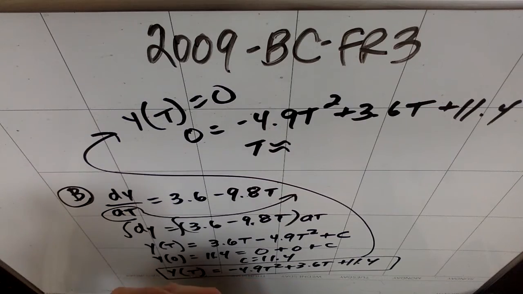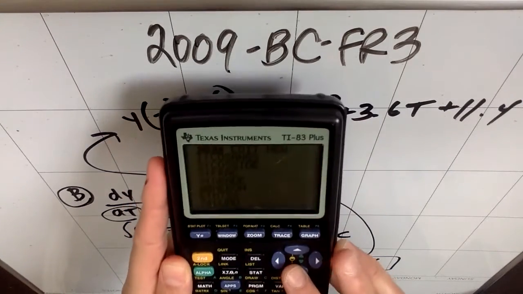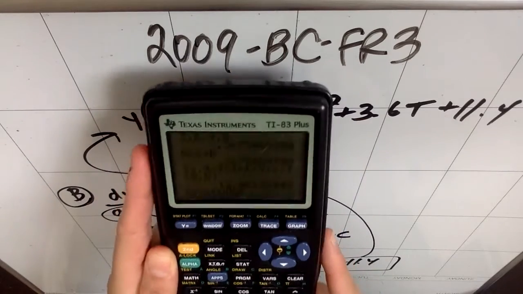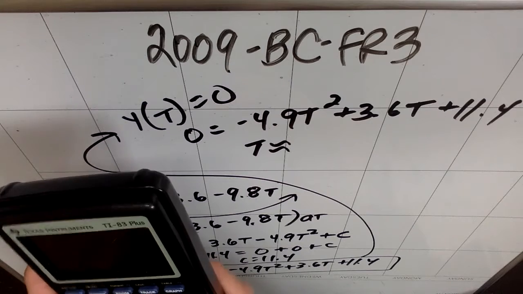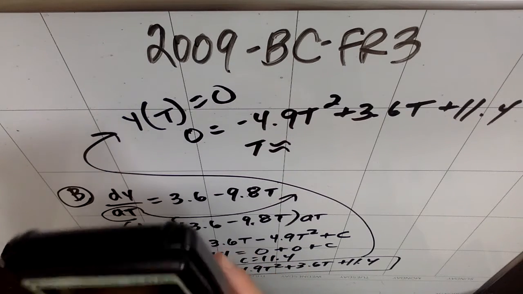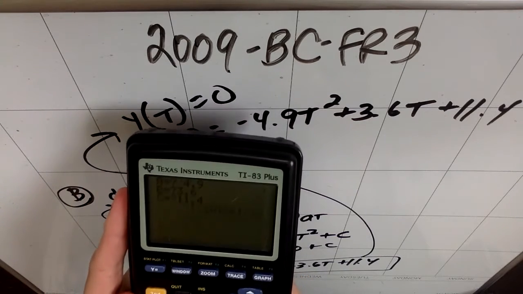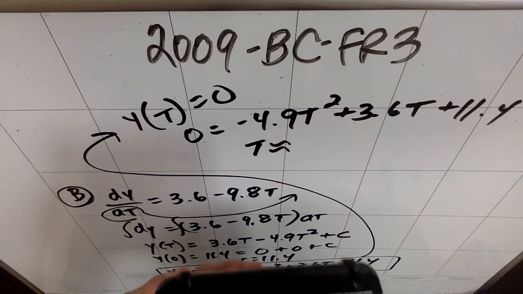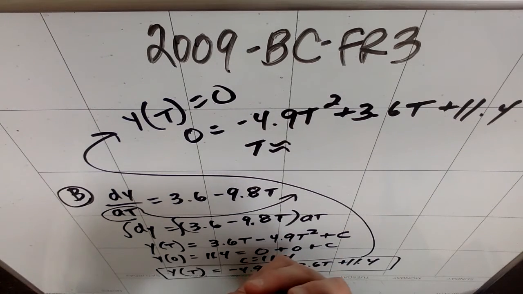So if you have a program in your calculator, for instance, I have a program that I call quad in my calculator, and that's the quadratic formula program. And if I put in a is negative 4.9, and b is 3.6, and c is 11.4, I'm going to get two answers. So I put in my a, b, and c, and I'm going to get two answers. One of them is not logically going to make sense in the context of this problem.